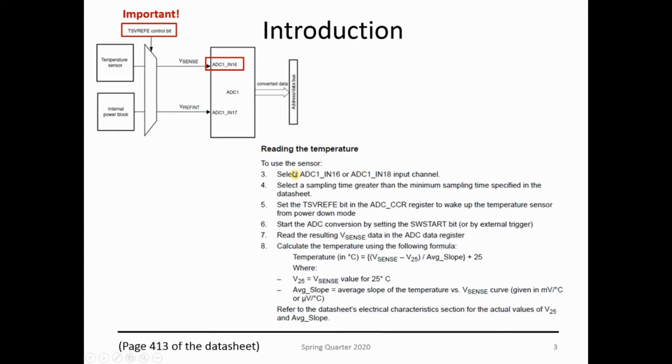They give you directions on how to read the temperature: set up your ADC channel 16, pin number 1, then select a sampling time greater than the minimum sample time specified in the datasheet, and parameterize these registers. Then they give you a formula to calculate the temperature with the voltage that is coming out of the ADC.